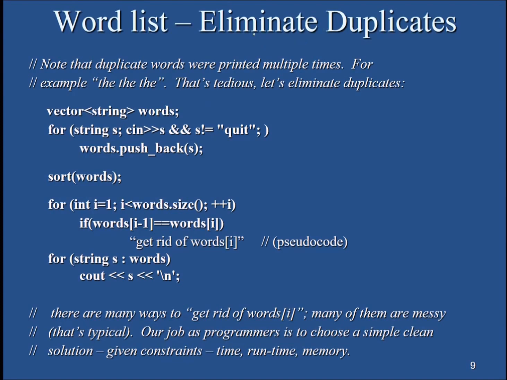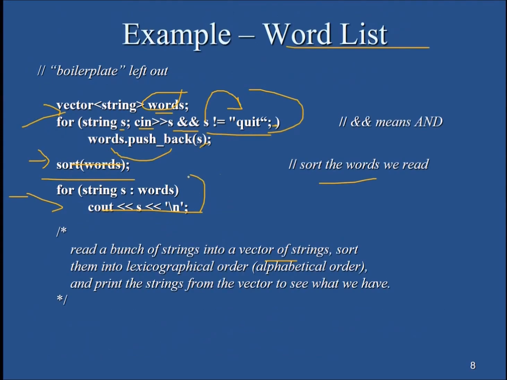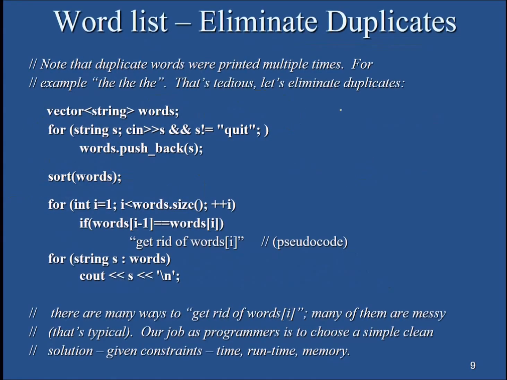Now let us eliminate duplicates, because we have just seen how to get the data, get the string, sort it and print it. What about duplicates? We need to get the duplicates eliminated. For example, if the word "the" comes 3 times, we have to eliminate it. Again, let us start with this. You are aware of these 3 lines. Sorting is also done.